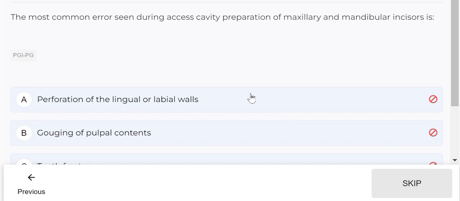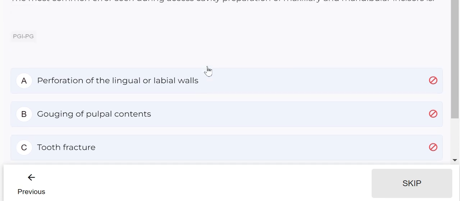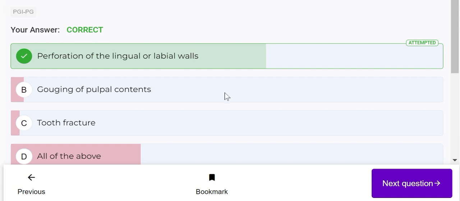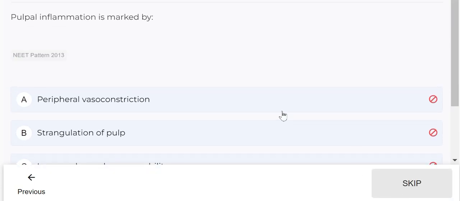Let's skip that. The most common error seen during access cavity preparation of maxillary and mandibular incisors is perforation of the lingual or labial walls, gouging of pulpal contents, tooth fracture, all of the above. The most common error seen is perforation of the lingual or labial walls. This is the correct answer.